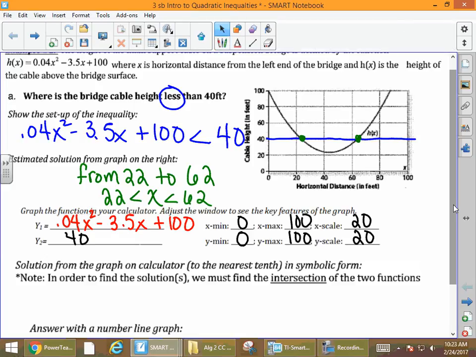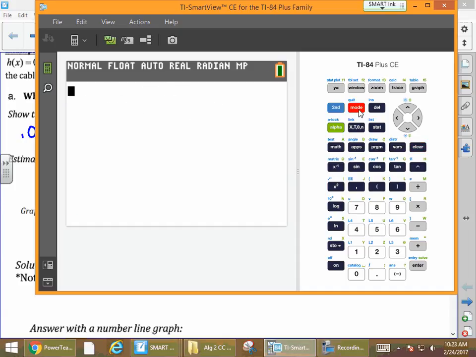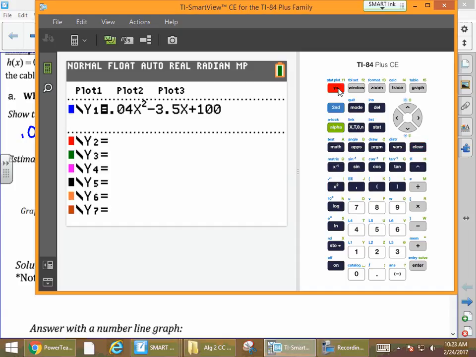So we're going to pull out our calculator, which is here, and we'll start by going to y equals, and we're going to type in that equation, which I have in from earlier today: y equals 0.04x squared minus 3.5x plus 100. And we're also going to type in, for our second y value, the 40.